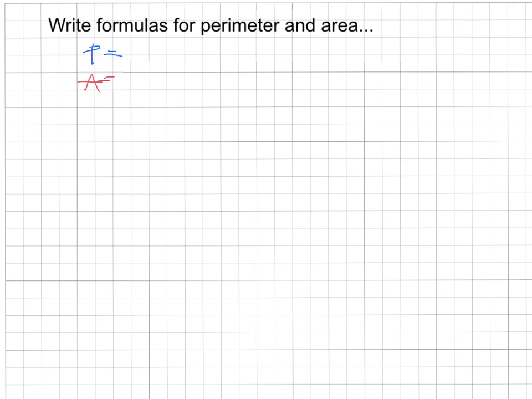Ladies and gentlemen, hopefully you wrote that for perimeter, it should be length plus width plus length plus width. Or if you were so bold, you could have written 2L plus 2W. On the area side, it's much simpler. It's just basically length times width. Hopefully you got those right. If not, correct it and make sure you understand why.